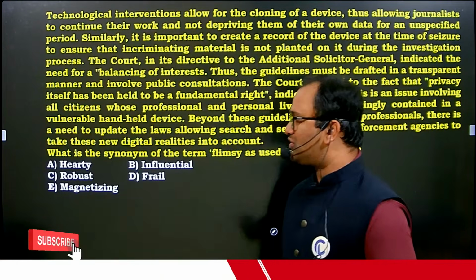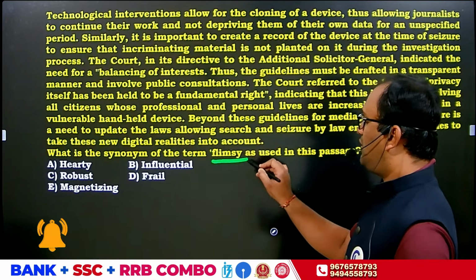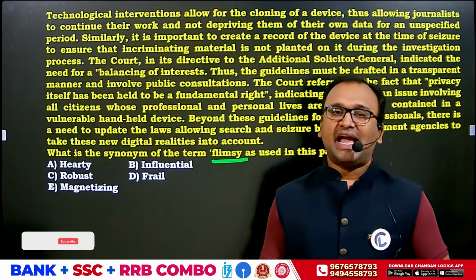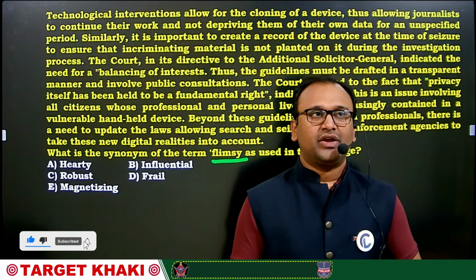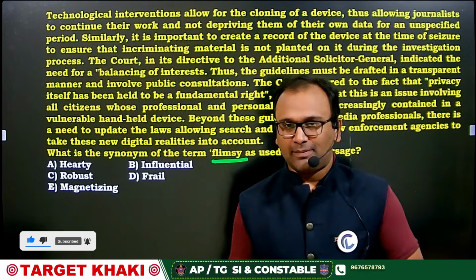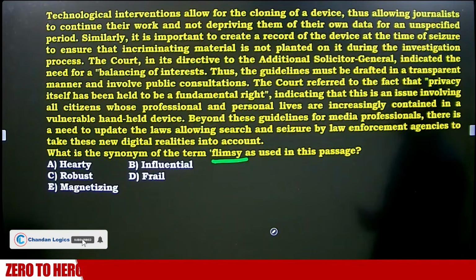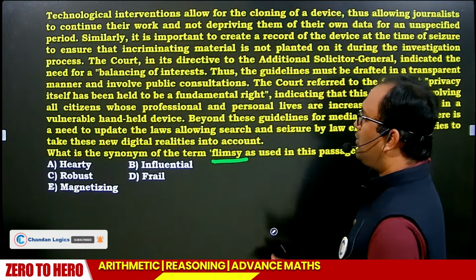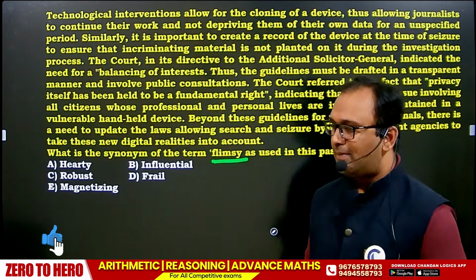See the first question. What is the synonym of the word flimsy? It is a direct vocabulary question, guys. Like I have mentioned in the beginning, you must have good knowledge of vocabulary. So what is the meaning of the word flimsy? Sir, I'm not able to know. I don't know the meaning of the word flimsy, sir. I'm not good at vocabulary.